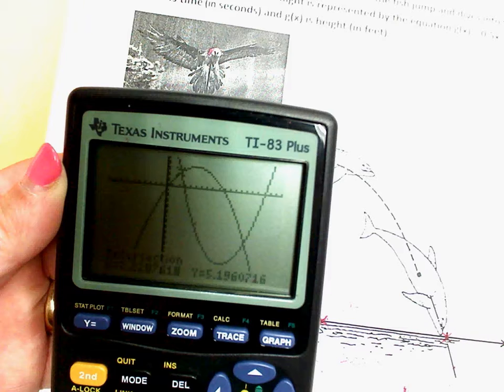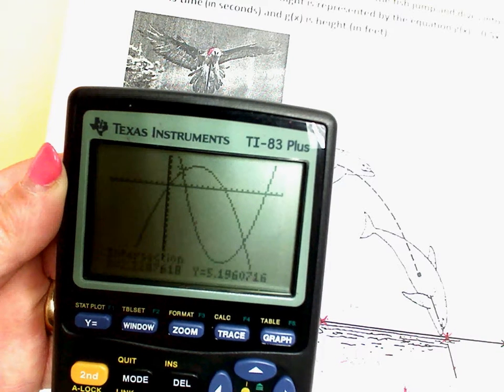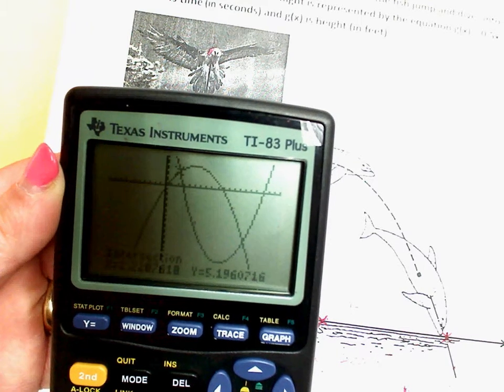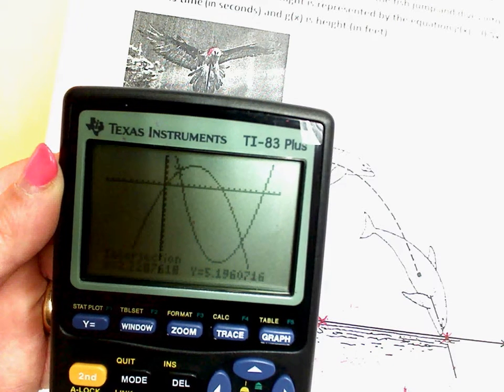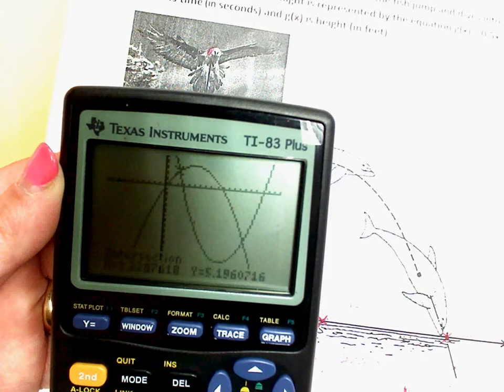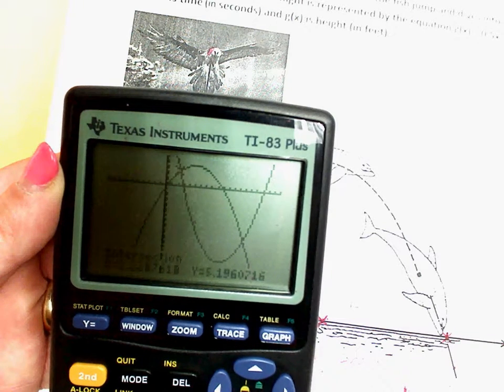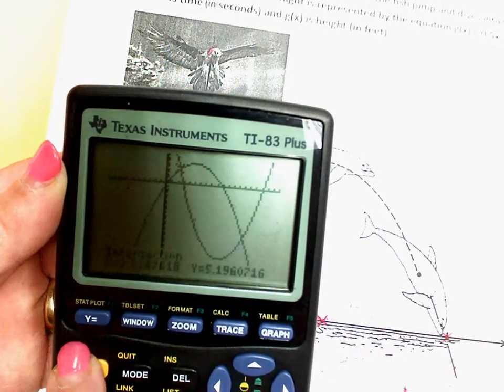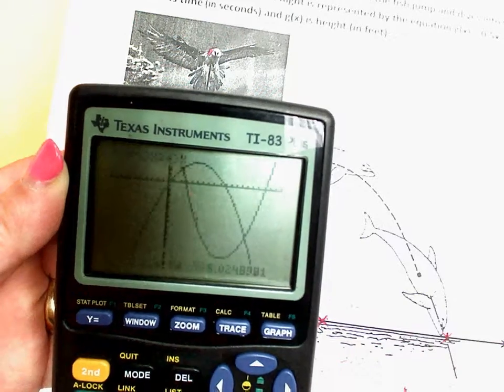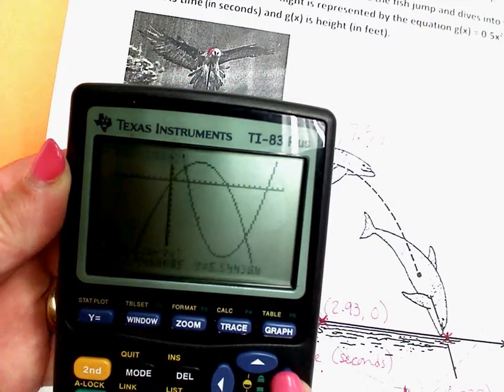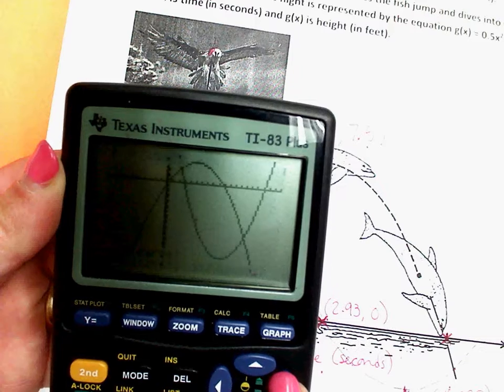So after almost 2.5 seconds at 5 feet, a little more than 5 feet up in the air, that's the first opportunity the bird had to catch the fish. The second opportunity is here. So second, trace 5, and move that cursor over to that other point of intersection, otherwise you'll do what I love to do, which is find the one we already know.